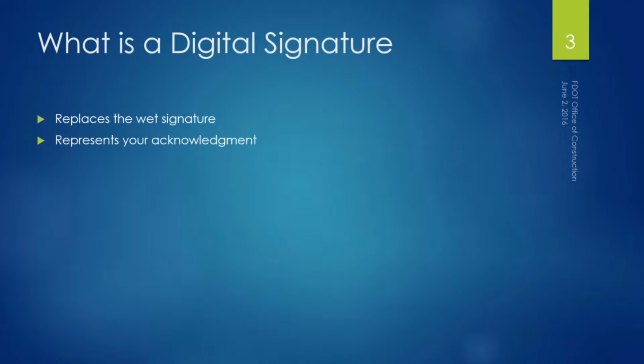Another feature of digital signatures is it allows you to show that you acknowledged or approved the document. Just like you would physically sign a contract to say you agree to the terms, you can digitally sign it to do the same. So we know that a digital signature replaces a conventional signature, but what is it exactly?